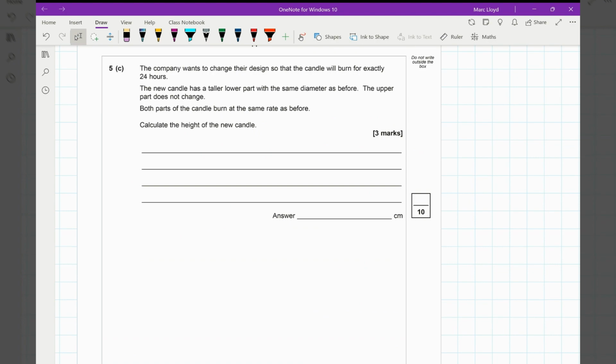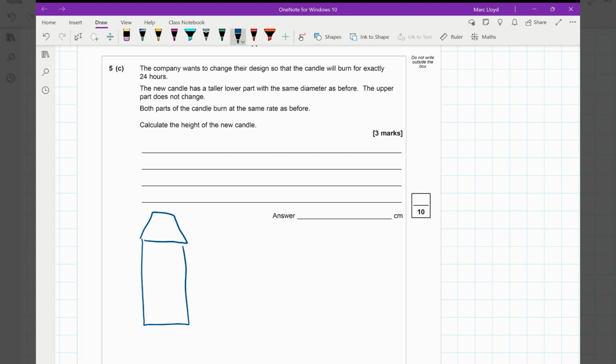So the company wants to change their design so that the candle will burn for exactly 24 hours. The new candle has a taller, lower part with the same diameter as before. The upper part does not change. So it's just going to look like that, but be a bit longer. Both parts of the candle burn at the same rate as before.